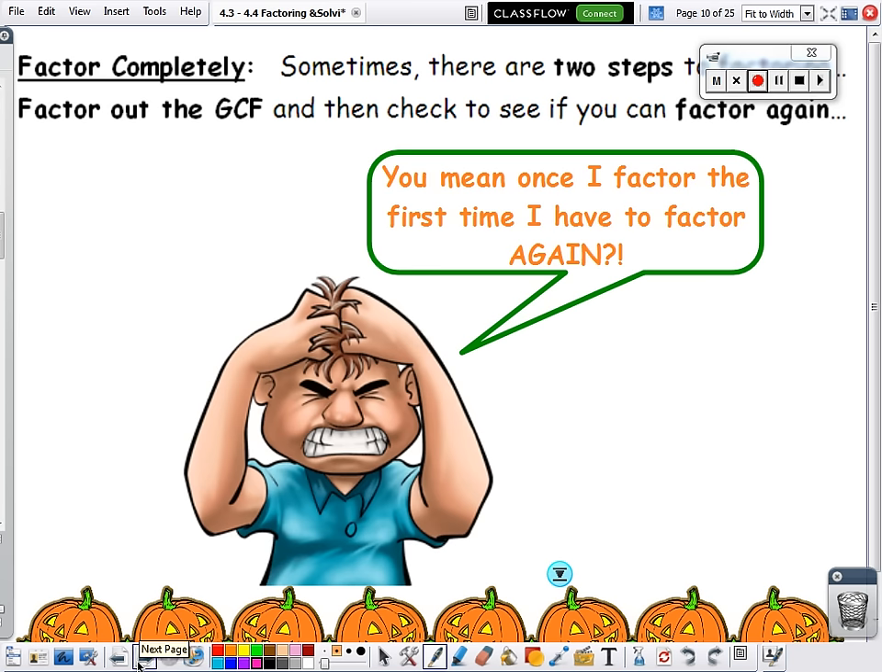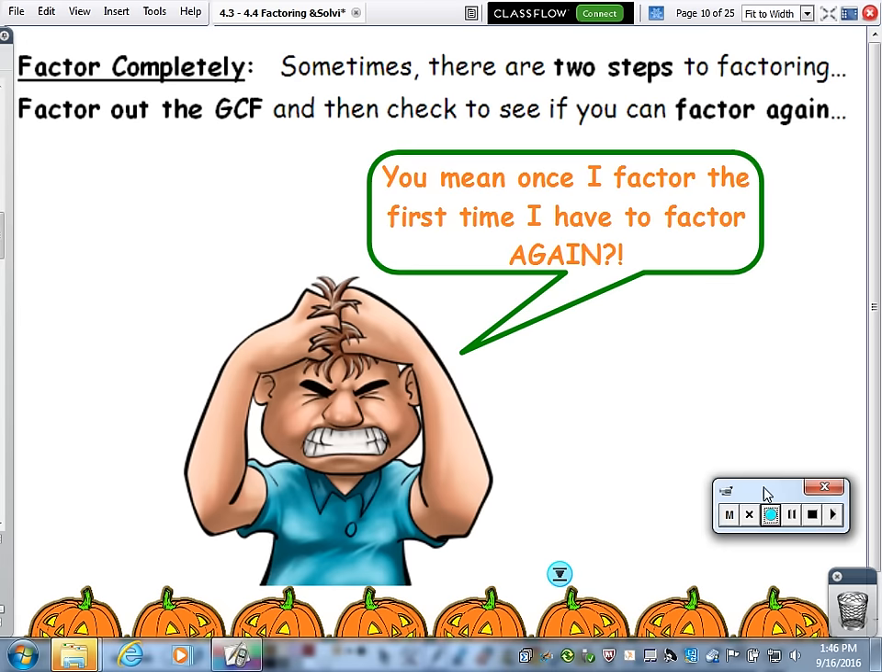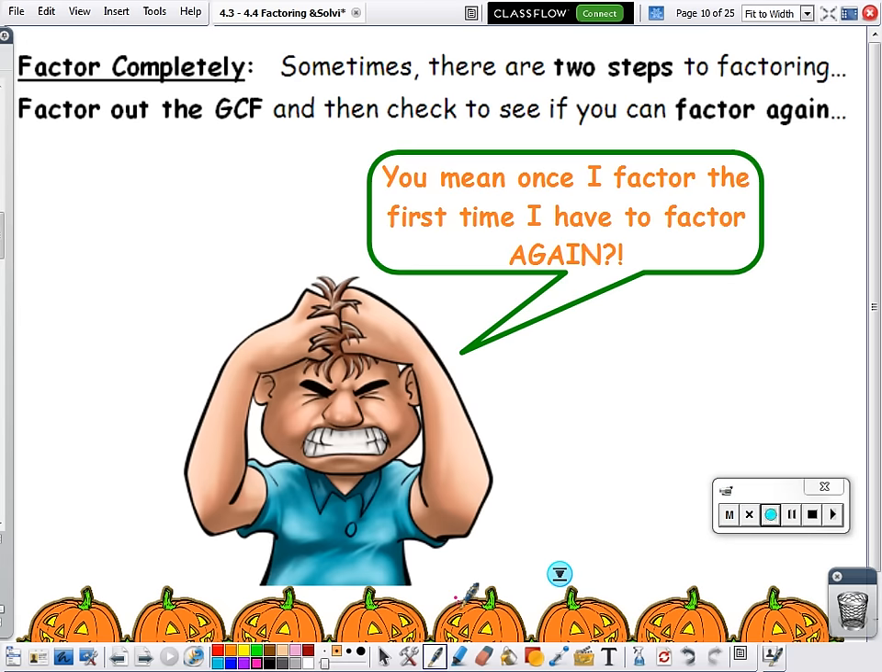So, to factor completely, you need to be careful. Sometimes there are more than just 2 steps to factoring. You always need to check, no matter if you're factoring a binomial or trinomial, that you do not have a greatest common factor that you can pull out first. So when you're looking to factor, the very first step should always be to look for a GCF.